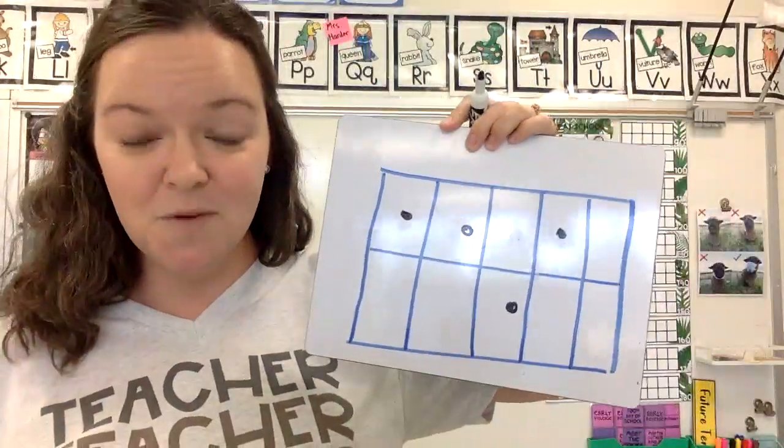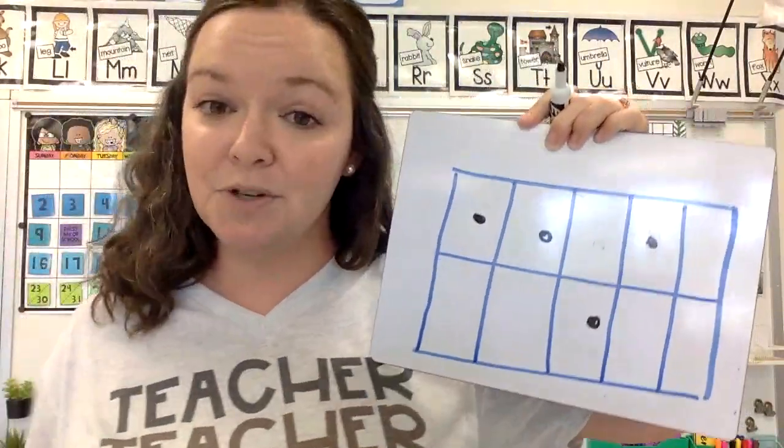It's 4. Another way that we can show 4. Still have 4 dots, but they're just spread out differently. All right, let's try another one.